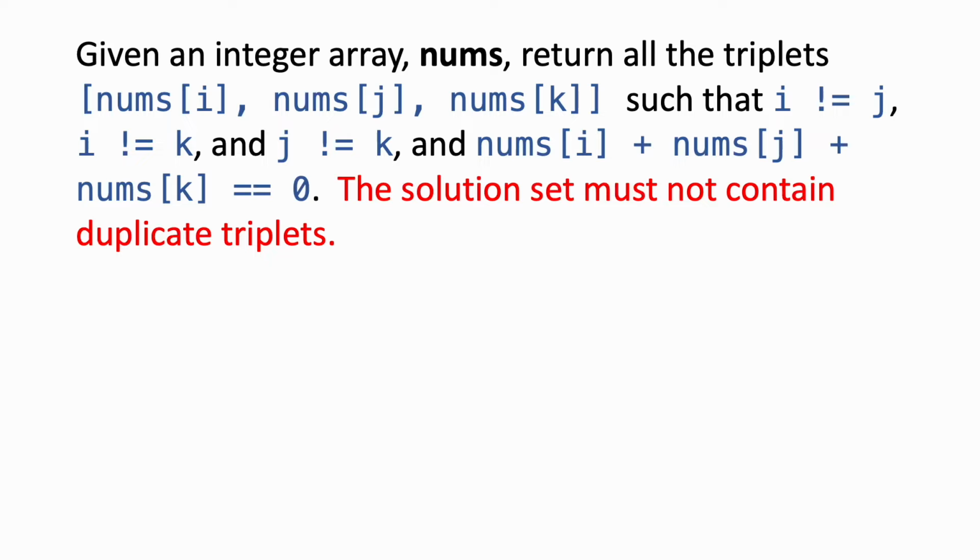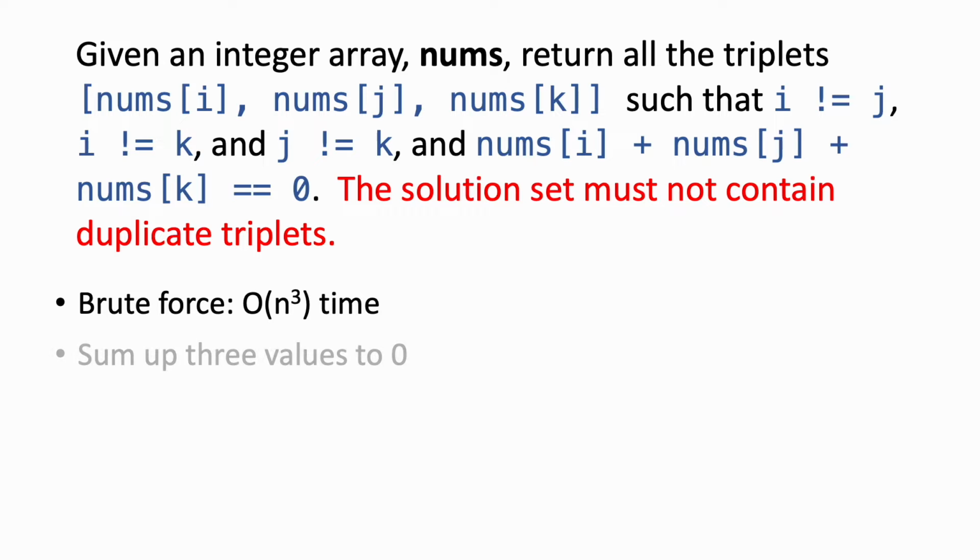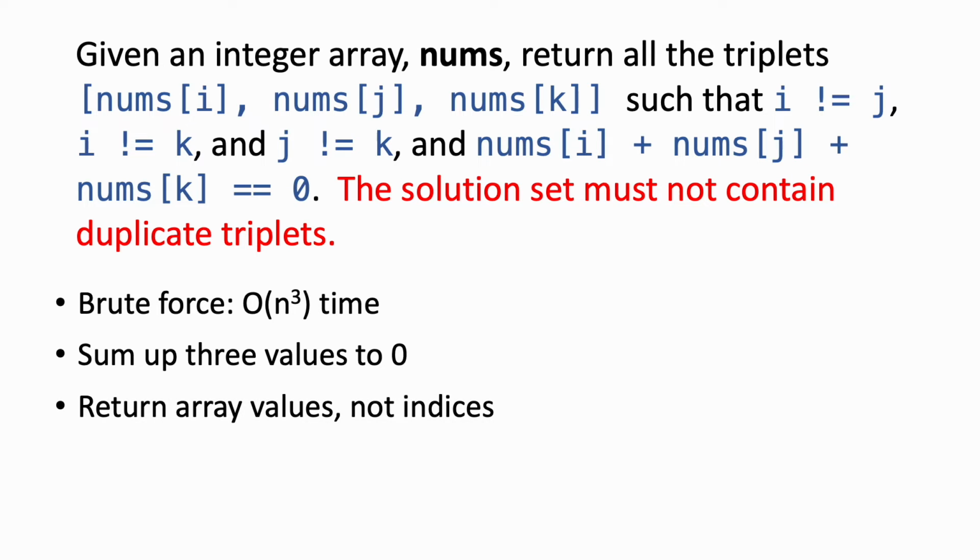So a brute force solution would run in O(n^3) time, so we're definitely not going to do that. However, you can see that this is similar to 2-sum, but there are a few key differences. First, we need to sum up 3 values to 0 instead of 2 values to a custom target. Second, we are returning the array values themselves, not the indices.